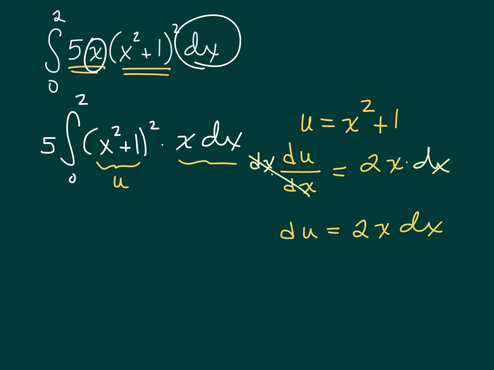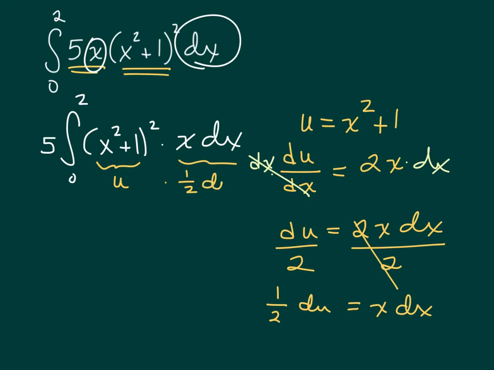Well, the x dx is fine, but I need to get rid of the 2, which is no problem. I can just divide both sides by 2. And I typically write the constant out front, so that's 1/2 du equals x dx. So where I see x dx, I'm going to replace it with 1/2 du, because I can't have x's in this antiderivative because my function now has become u.